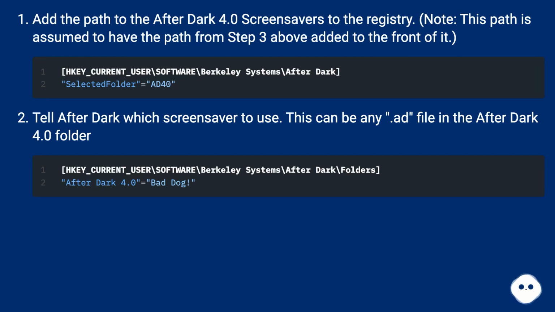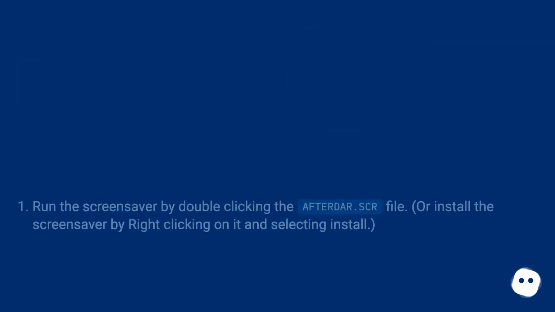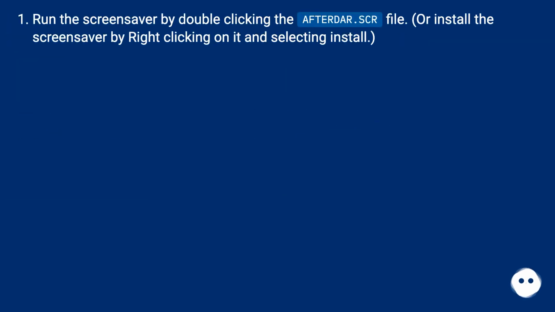Tell After Dark which screensaver to use. This can be any .add file in the After Dark 4.0 folder. Run the screensaver by double-clicking the afterdark.scr file, or install the screensaver by right-clicking on it and selecting Install.